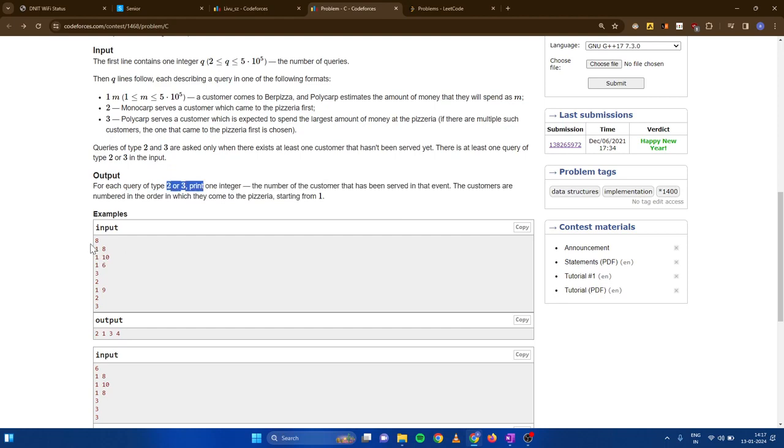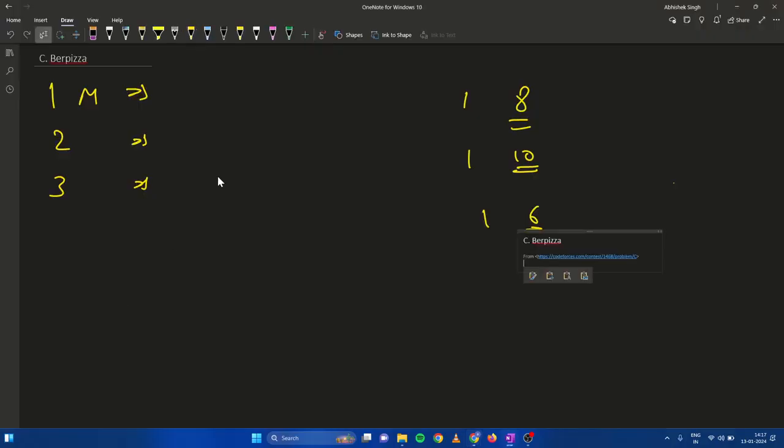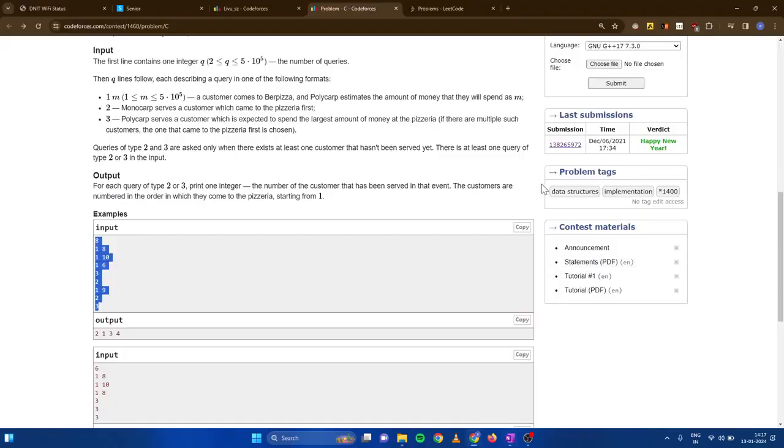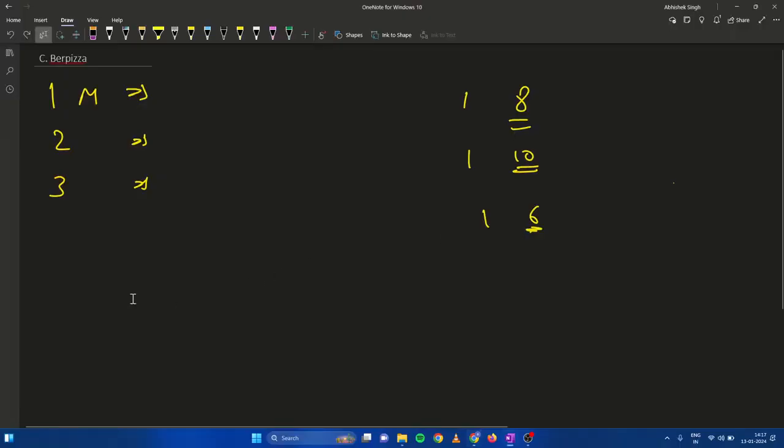Let's understand it with the first input. Let's copy it and paste it here. Let me remove all this.